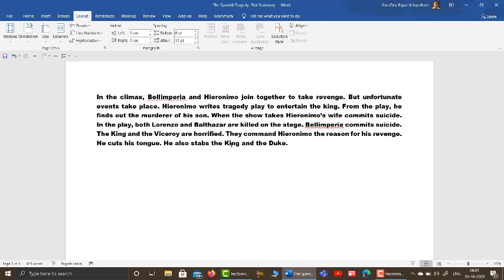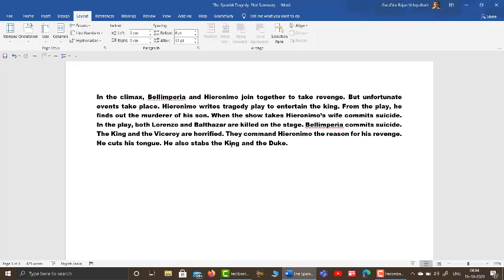And the king and the viceroy, who are witnessing the drama, are horrified because Lorenzo and Balthazar, who are acting on the stage, are killed. They have not woken up, they are dead, and the blood is real. So they are horrified, and they demand from Hieronimo the reason for the murder of Lorenzo and Balthazar. They arrest Hieronimo immediately and ask the reason. But Hieronimo refuses to say a word. He simply cuts his tongue with the sword he has in his hand.